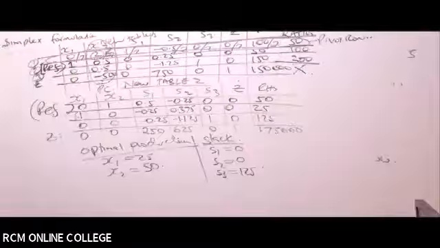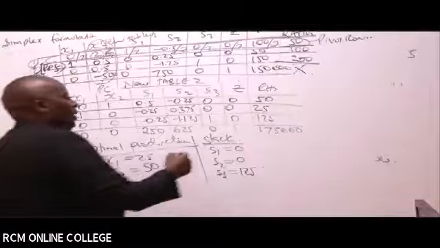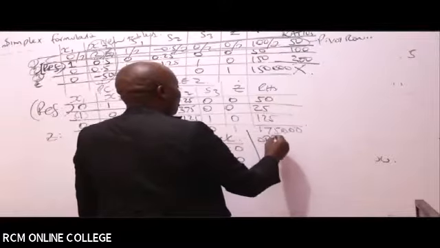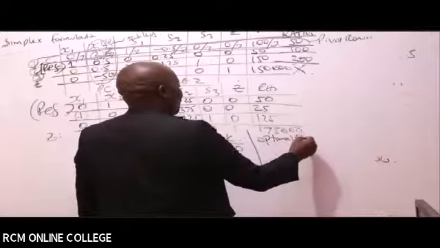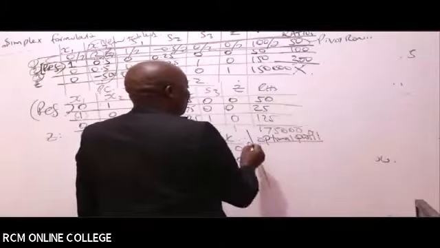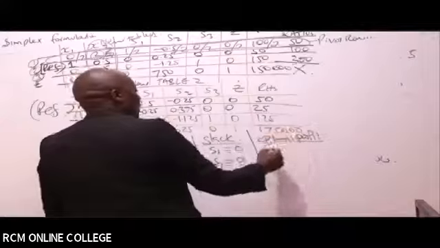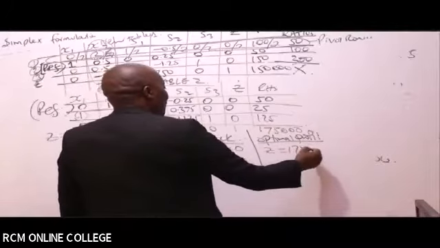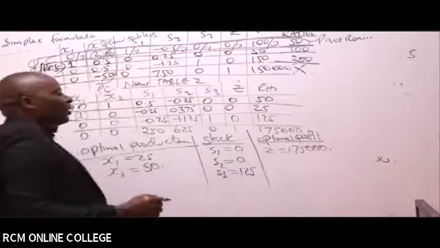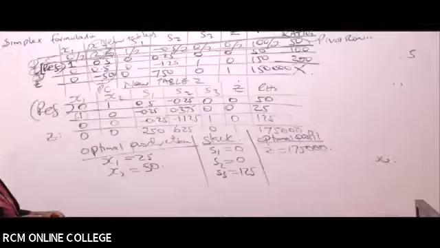And then, of course, we have the optimal profit. The optimal profit is the final figure of Z, which is 175,000. And now, ladies and gentlemen, we have here something very, very important.